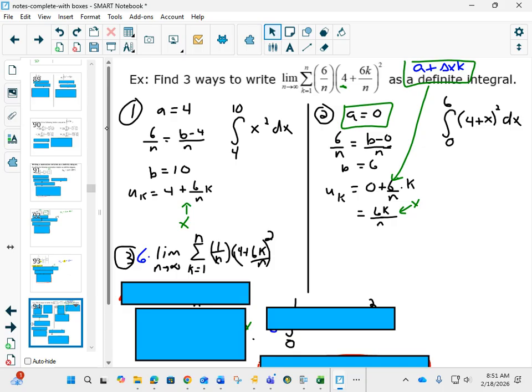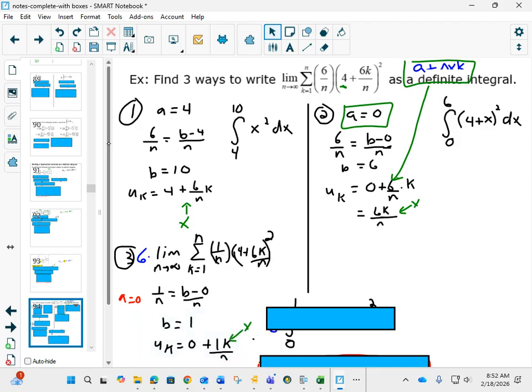Okay? A third way. You could decide to take this 6, because it's just a number, and factor it out in front. Now my limit, as k goes to infinity, has a 1 over n instead of a 6 over n. Again, I can choose any a value. I'm going to start at 0. But now my b value, if I had 1 over n, my b value is going to be a 1.